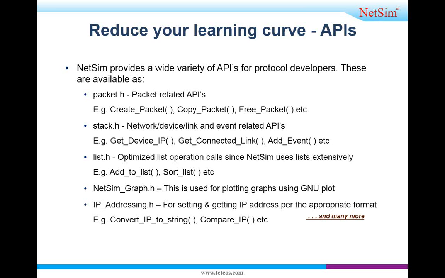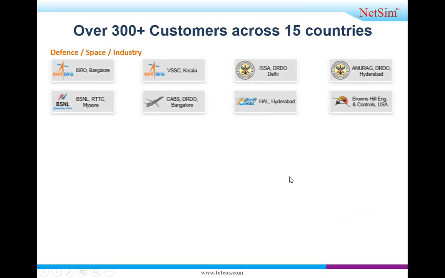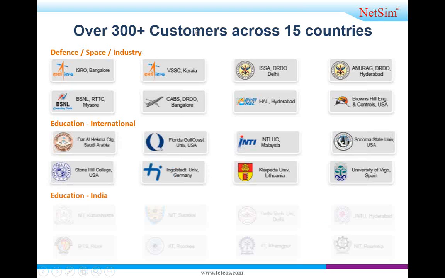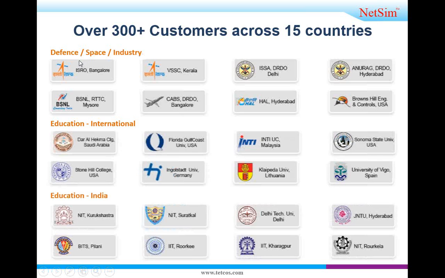Now, NetSim provides a wide variety of APIs. These APIs help protocol developers to do their protocol development, like packet.h, stack.h, list.h. All these are APIs which are readily available to do the protocol development. NetSim has 300 plus customers across 15 countries in defense, space industries, education international, and education India.